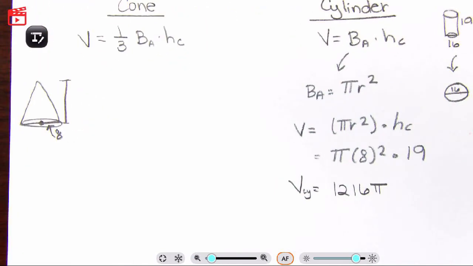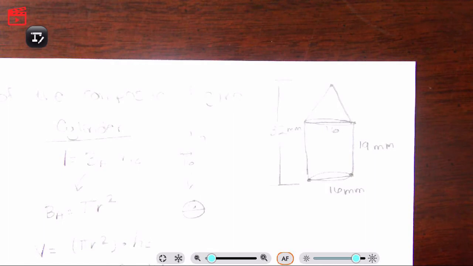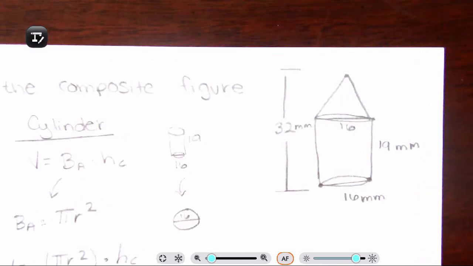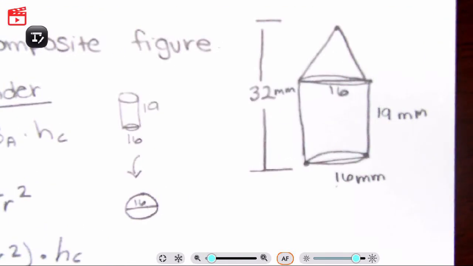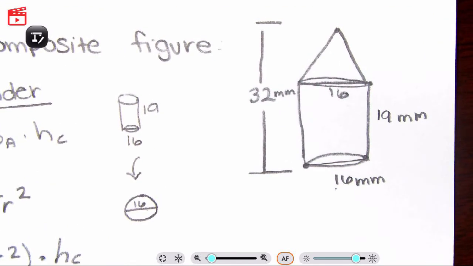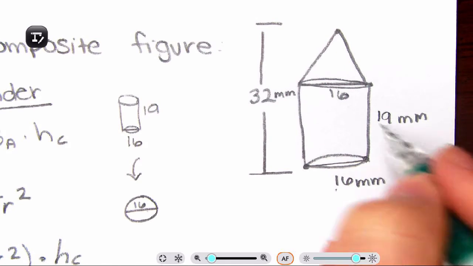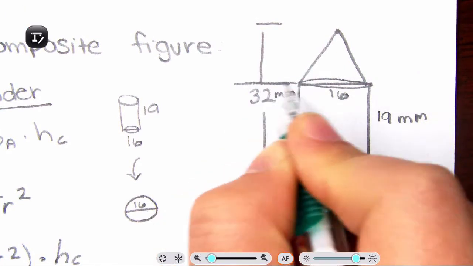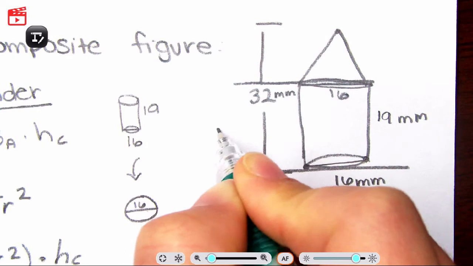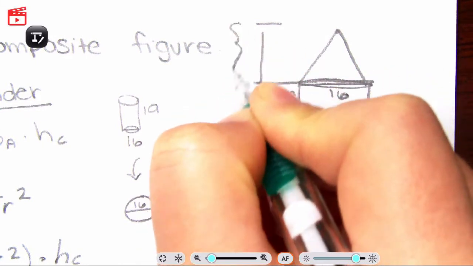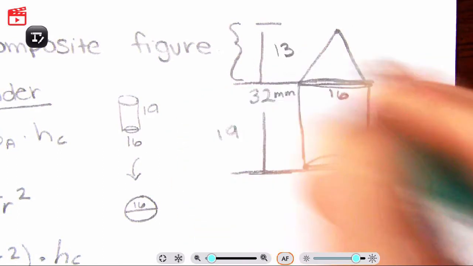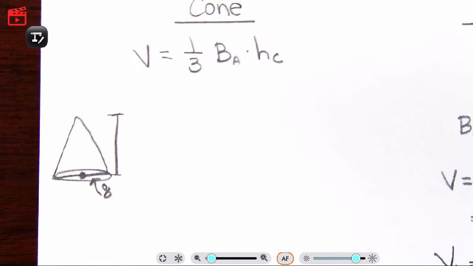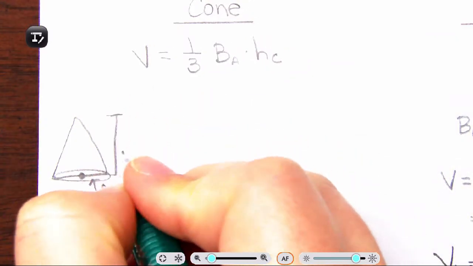So how do we figure that out? Well, notice here in our original picture, sorry guys, I want to make sure that you see. Pencil doesn't show up if the background is darker than it is. All right, notice that the height of the cylinder is 19. So what is the height of the cone? So how do we figure that out? 32 minus 19 is 13. So the height of the cone is 13.